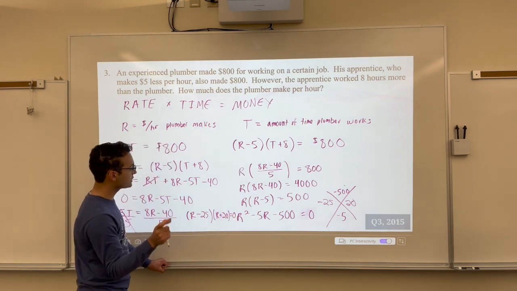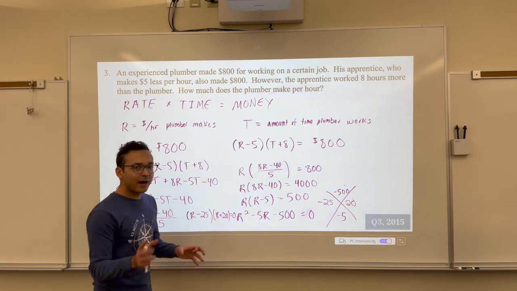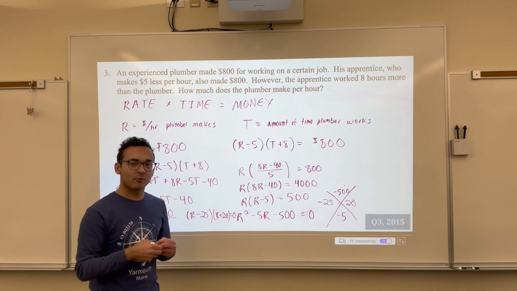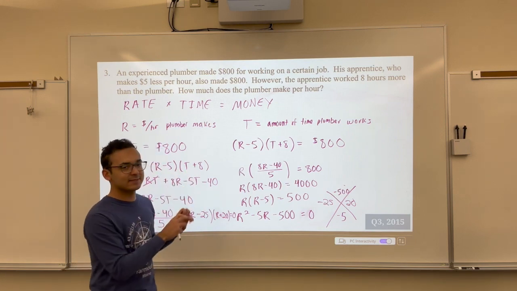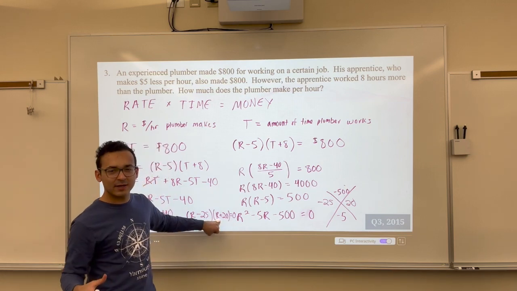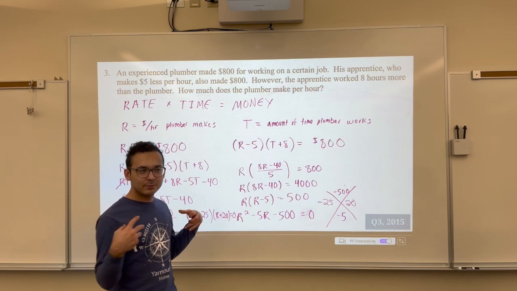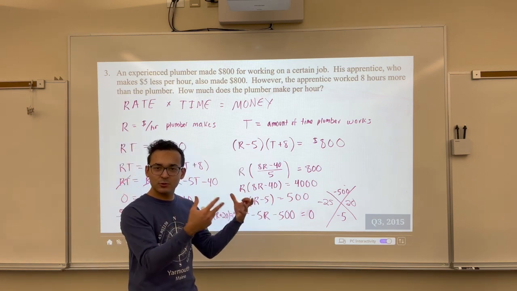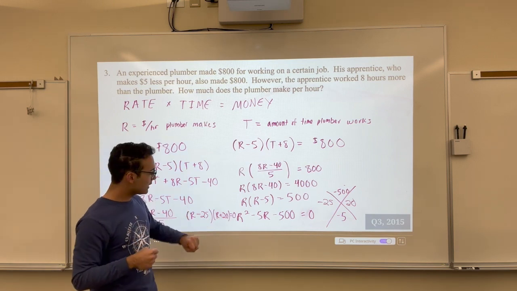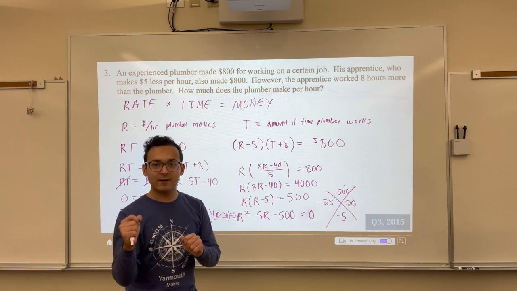So your two solutions for R are 25 or negative 20. Now, the only one that makes sense is the positive answer. It only makes sense if the answer is that he makes $25 an hour. If it were negative 20, that means he's making negative $20 an hour, which means he's paying people to do the job, which doesn't make any sense. It makes sense that he's earning money, so therefore it must be positive.